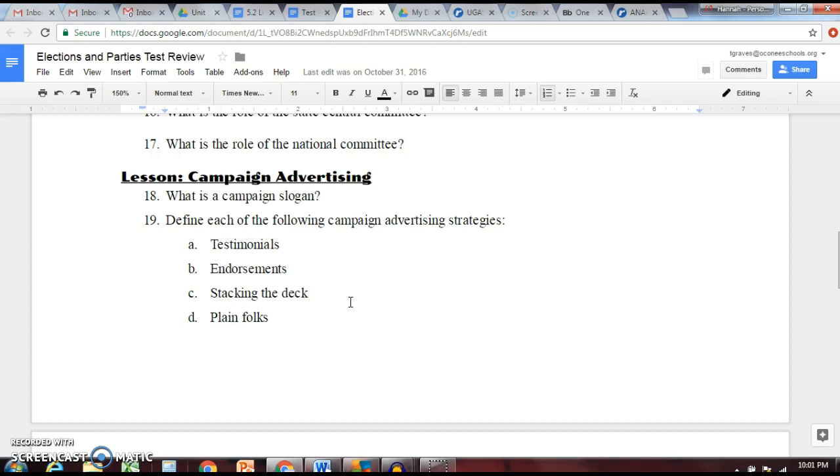Stacking the deck is where you, as a candidate, stack the deck in your favor. You only mention the positive things that you have going for you. You mention all the really good things you've done, while you completely ignore all the things that might not be so positive, might be considered a negative during your campaign.